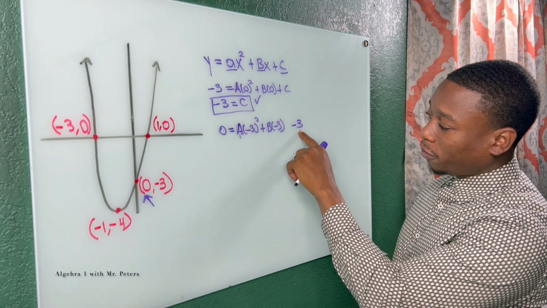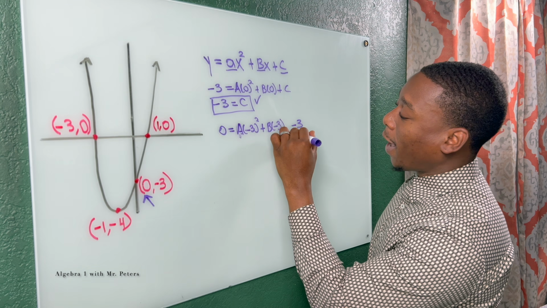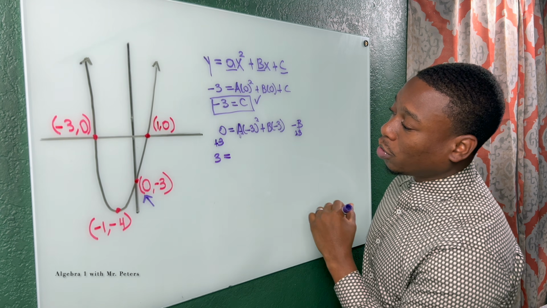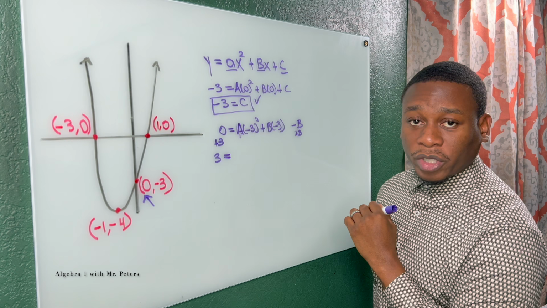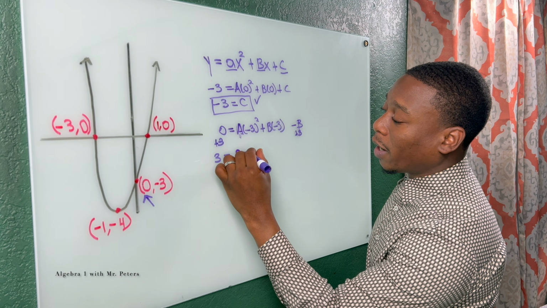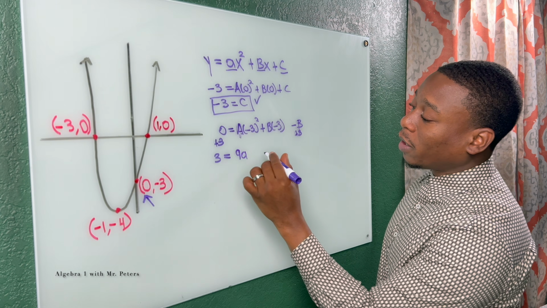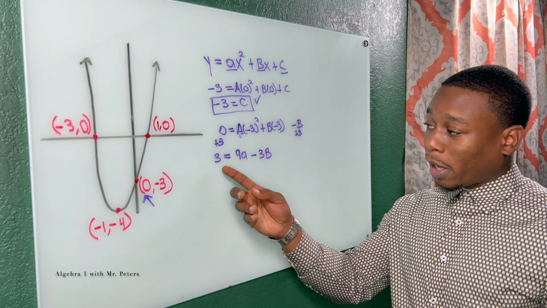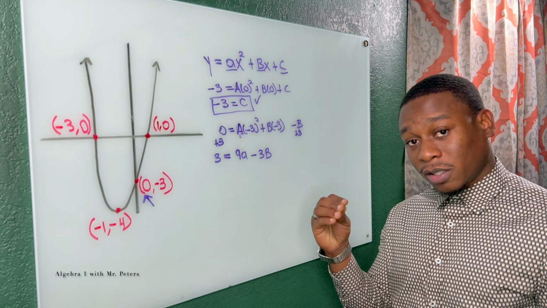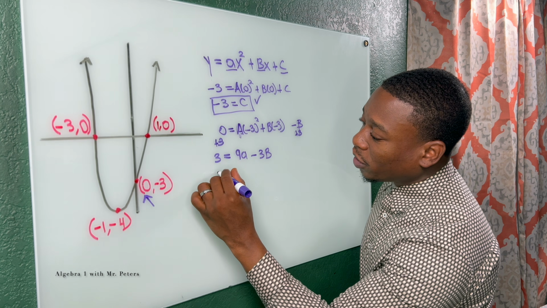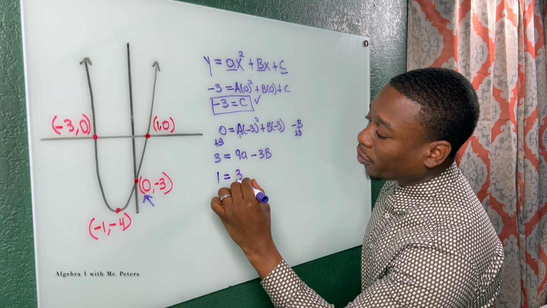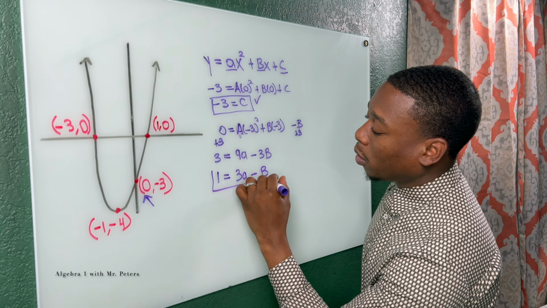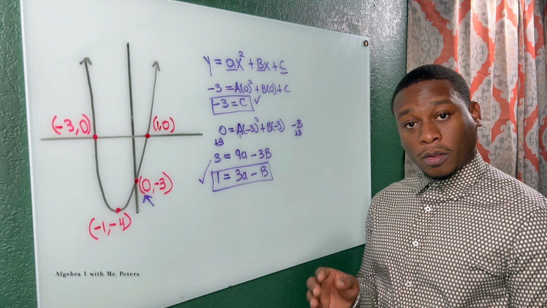Now when we start this off, let's just bring 3 to the other side by adding. So now I know 3 is equal to what? -3 squared gives me 9. 9 times a gives me 9a. And b times -3 is -3b. Now in this step, we can simplify by dividing everything by 3, and I suggest you do that. So this is going to turn into 1 is equal to 3a minus b.